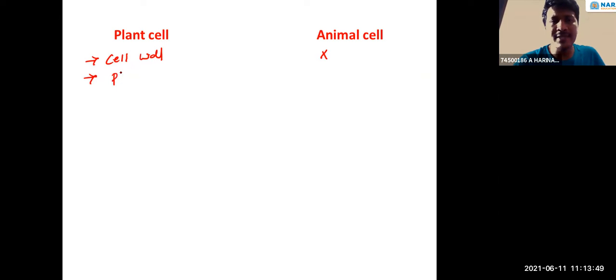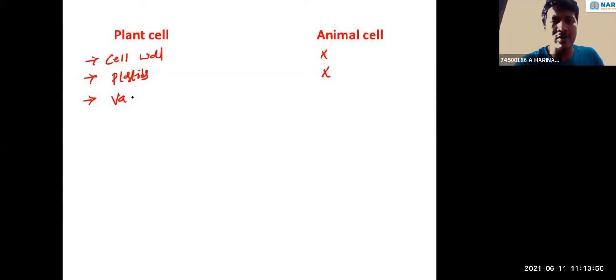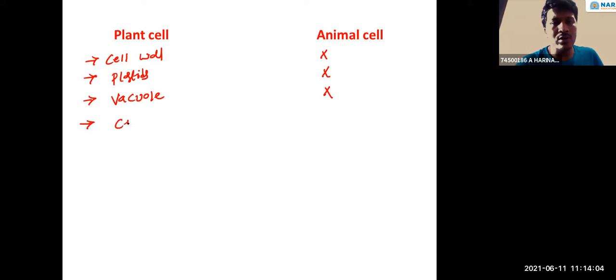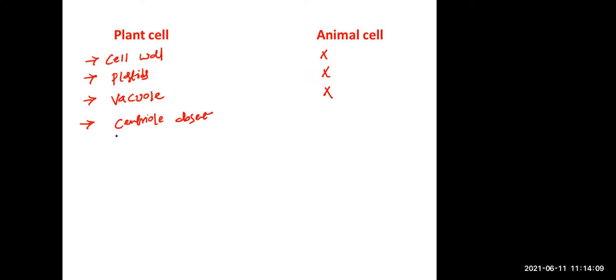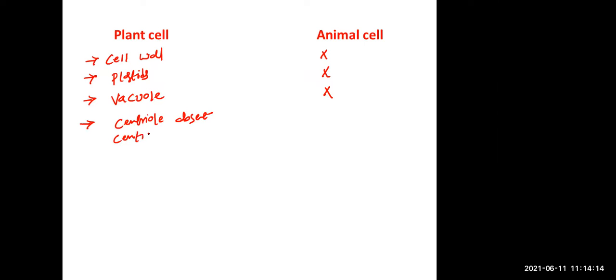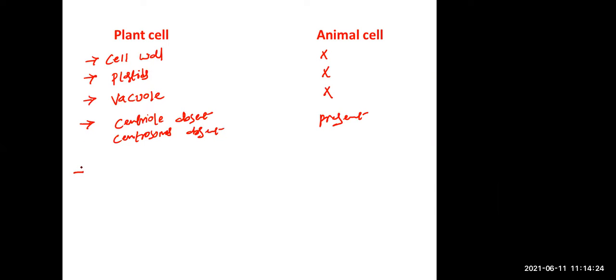Next, plastids are present here, right? Here they are absent. Here the vacuole is present, a large central vacuole. In the other it is smaller in size. Next one is the centriole or centrosome. Both are the same, right? Centrosomes consist of centrioles. Here it is absent, and here it is present, right? So any other differences here?